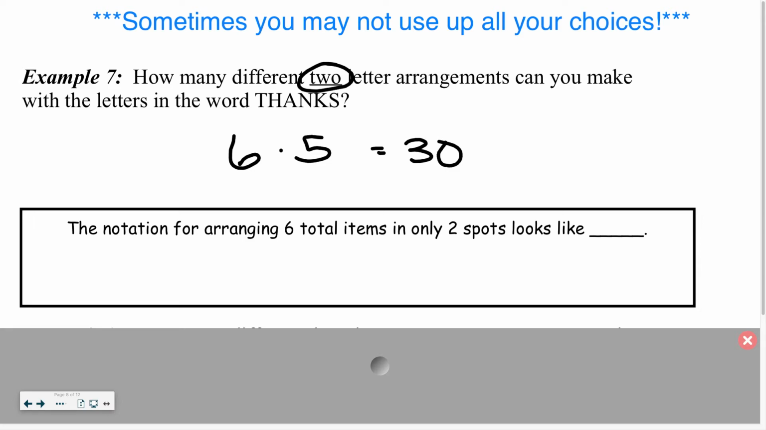The notation for arranging 6 total items in only 2 spots, so 6 letters into 2-letter arrangements, looks like this, and I'm going to write it over here so I can write it bigger. It's a capital P.